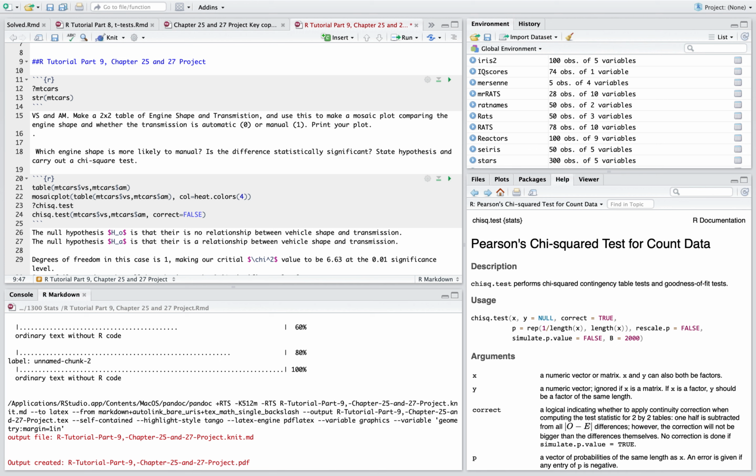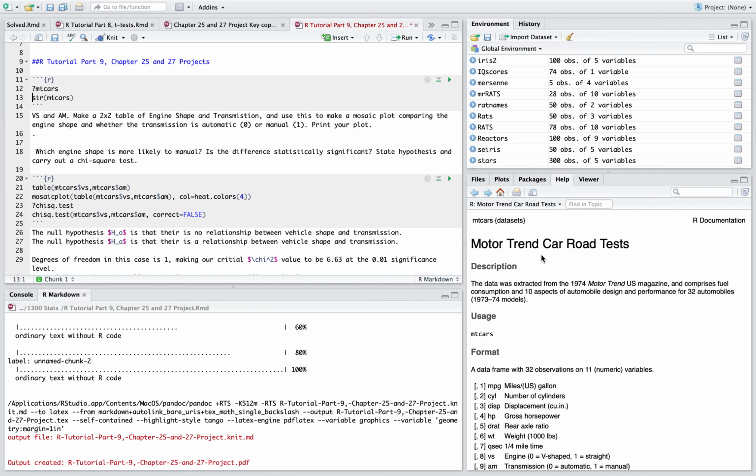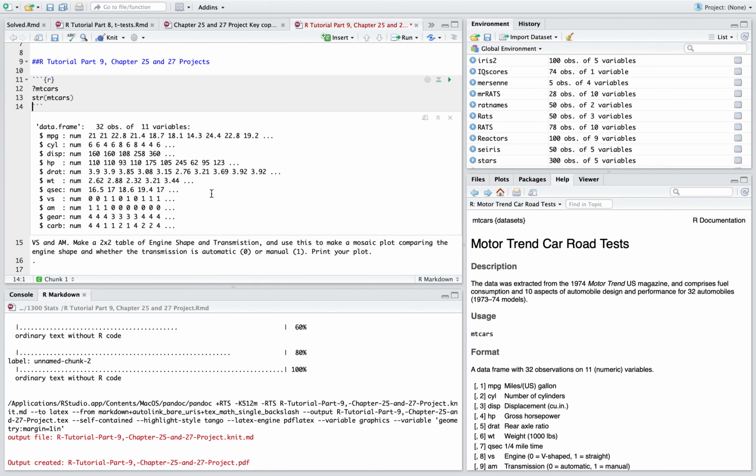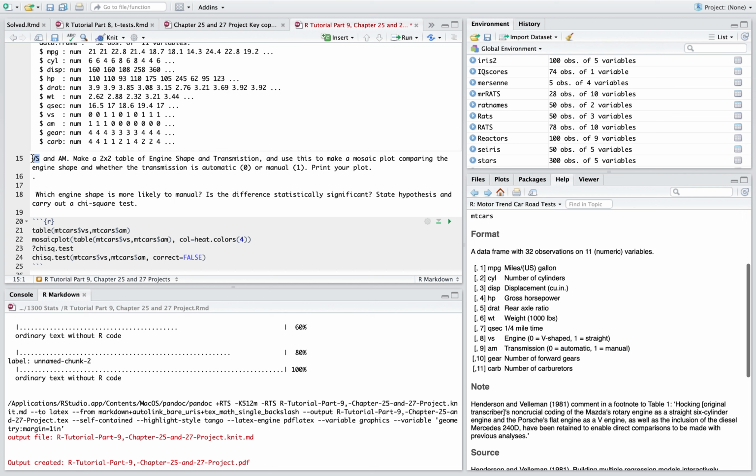So we're going to use the data set mtcars, which is Motor Trend car road tests. Here's what the first few lines of data look like. And we're going to particularly, for this example, look at engine shape, whether it's V-shaped or straight. I have no idea what that means, but I needed a binary variable. And transmission, whether or not it's an automatic or a manual, I do know what that means. So we're looking at engine shape versus automatic or manual.